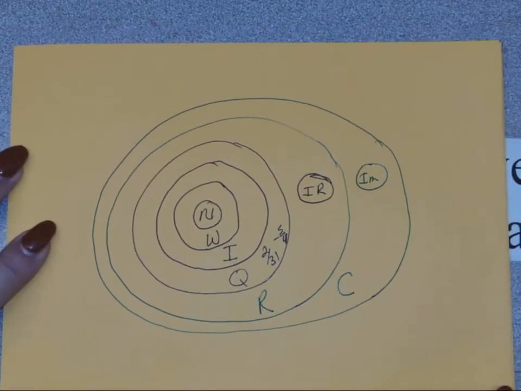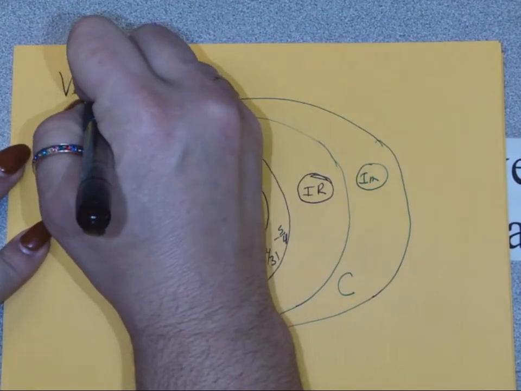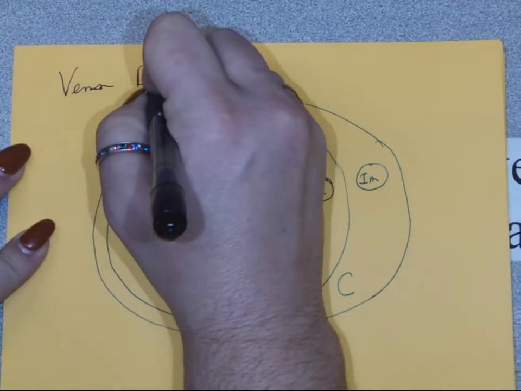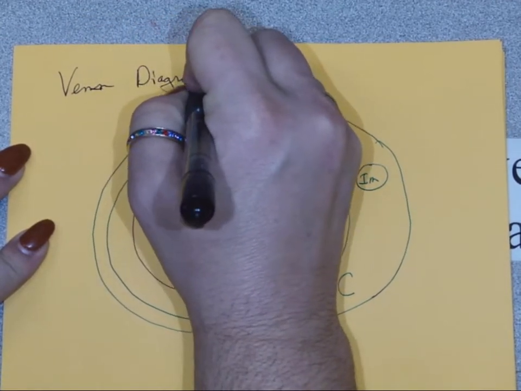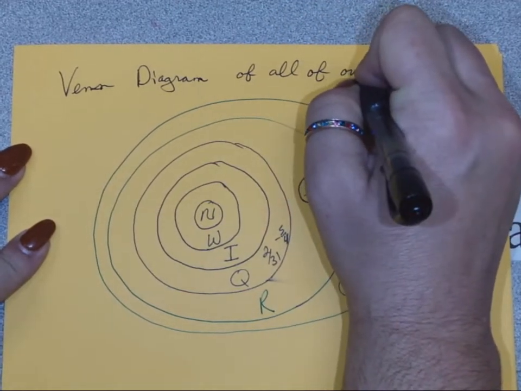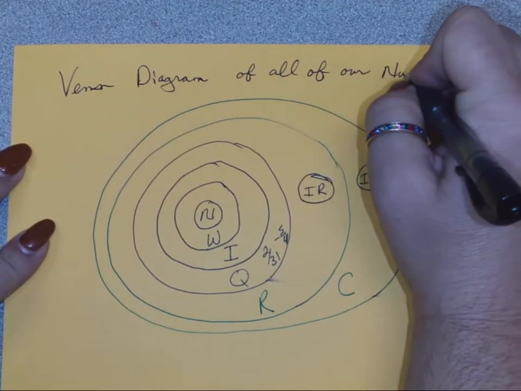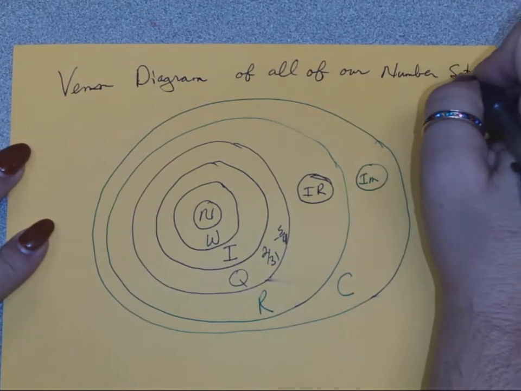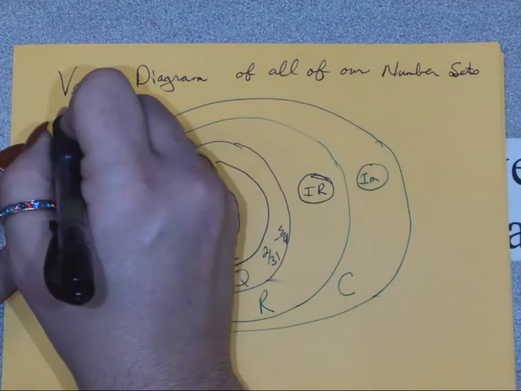Okay, so this is a Venn diagram representation of all of our number sets. Yay, so you gotta know those are out there.